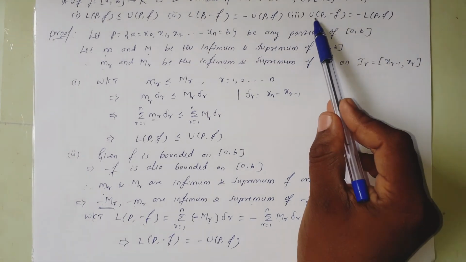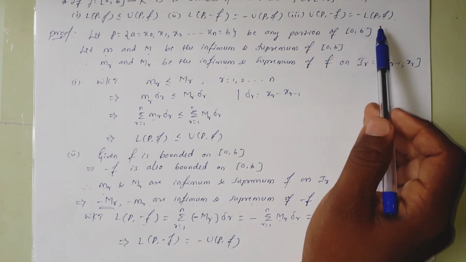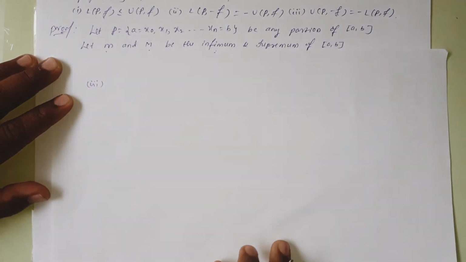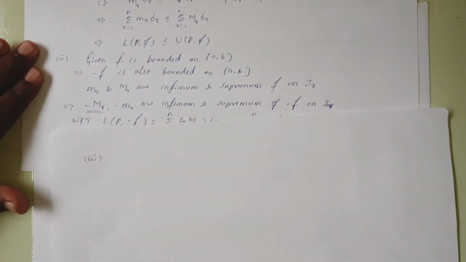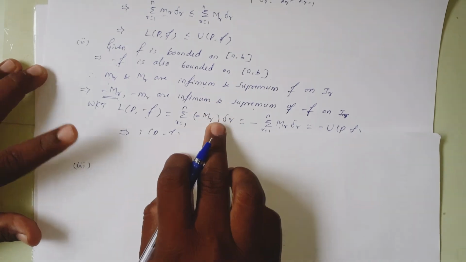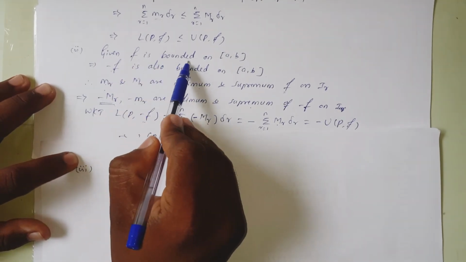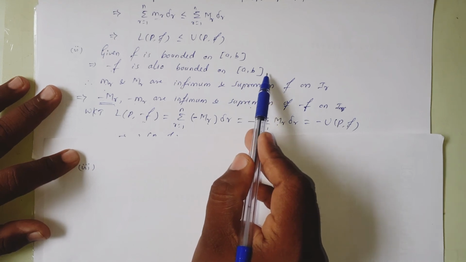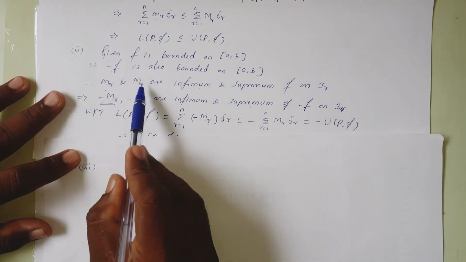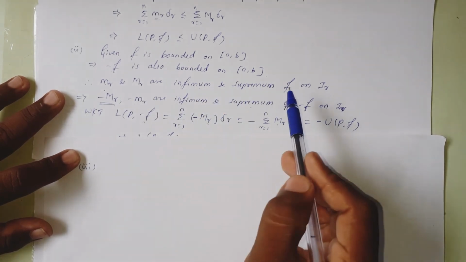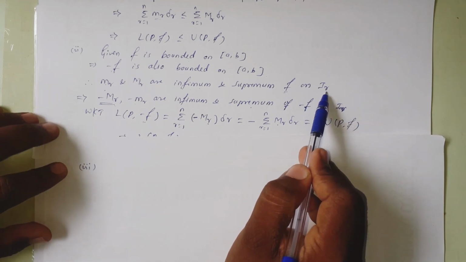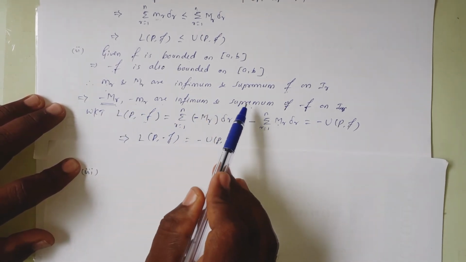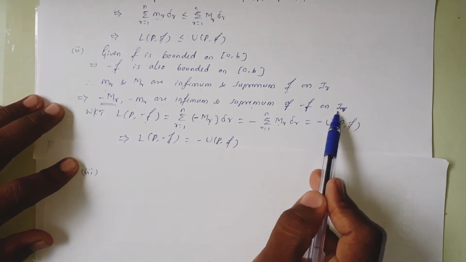Then the third result is Up minus f is equal to minus Lpf. Here also we can consider the same data, that is, given that f is bounded on the closed interval AB, then minus f is also bounded on the closed interval AB. Consider small mr and capital Mr as the infimum and supremum of the function f on the rth subinterval IR, then it implies that minus of capital Mr and minus of small mr are the infimum and supremum of minus f on the rth subinterval IR.